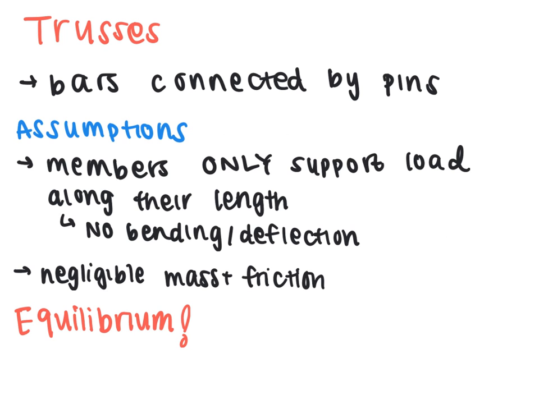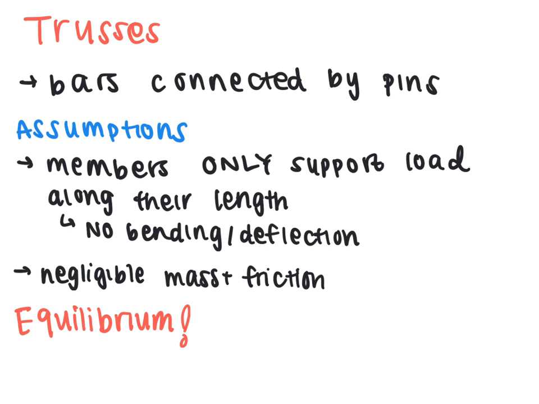For the sake of simplification, we're going to make some assumptions. So first of all, trusses, we're going to consider them as bars connected by pins. Some other assumptions is that the members only support load along their length. I'll describe this later with an example. And there's not going to be any bending and deflection that we learned in the last lesson.